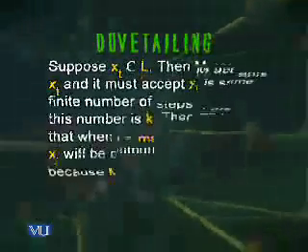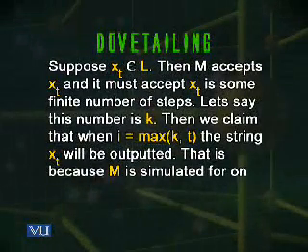Let us see why this is a proper solution. In this case, what we have to show is that if a string is accepted by M, then it will eventually be outputted by this enumerator E. Suppose you have a string xt which is in L. Then M accepts xt and it must accept xt in some finite number of steps. Let's say that this number of steps is k. Then we claim that if I take i equal to the maximum of k and t, then the string xt will be outputted when i reaches this value.